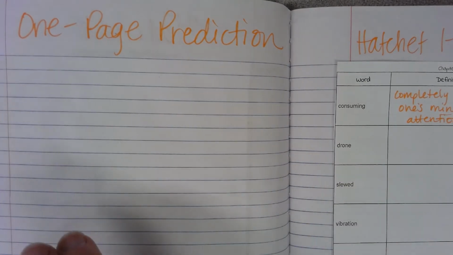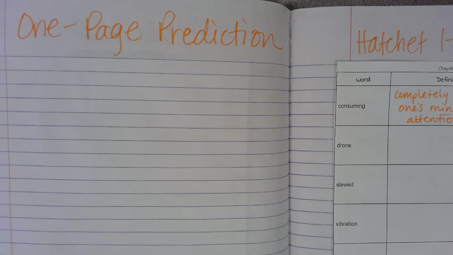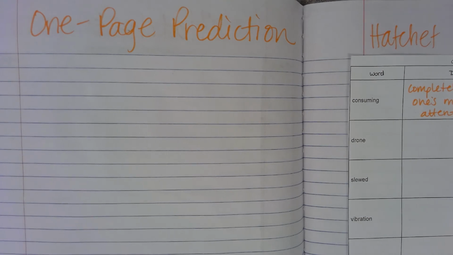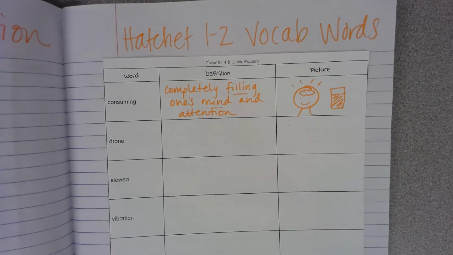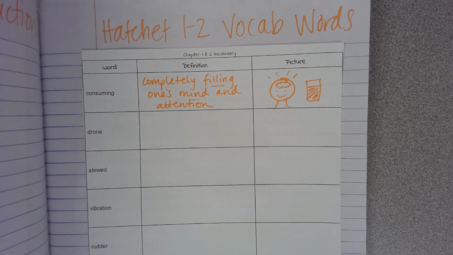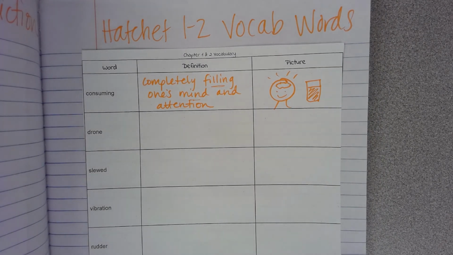Remember, it's just phrases, words, pictures of what you think is going to happen, or if you've read the book, what you remember about parts of the book, and then finish the vocab words and pictures for chapters 1 and 2. And tomorrow we will read chapters 1 and 2 in Hatchet.